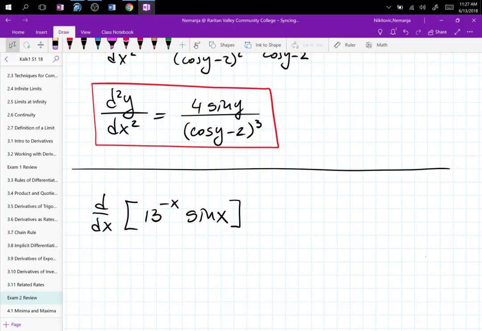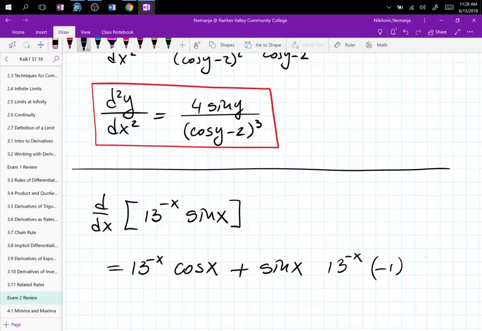So we have a product rule because here's a function number 1 and the function number 2, right? And they're multiplied. So we copy the first one, which is 13 to the negative x, and then times the derivative of the second one, which is cosine x, plus copy the second one, which is sine x, times the derivative of the first. Now that's the exponential one. We have to start with 13 to the negative x times the derivative of the exponent, which is negative 1, times the ln of the base, which is ln 13.